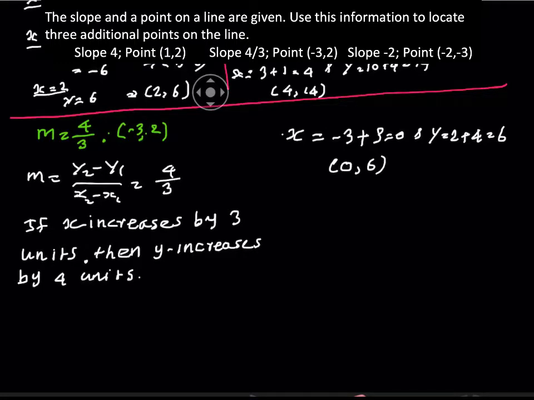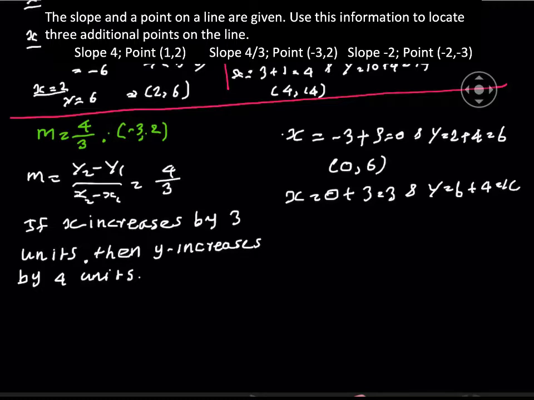Now we will go to the second point. So now I can use this x value here, 0. For this, 0 plus again 3, because this is the increment, this 3, equals 3. And y, we have the y value over here, 6, so I will use 6 plus 4, which is 10. So now you can say 3 comma 10 is a point on this line.